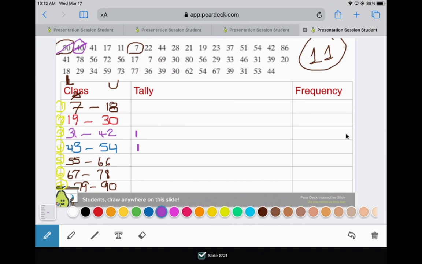Okay? All right, let's do the next one, 41. Where is this going to fall? Which class? For the next probably 10 numbers, I'm going to go through really slowly. Some of you may figure it out, then you can finish the rest. Still class number 3, because it's still between 31 and 42. So I'm going to have 2 tally marks. Then I will look at 17. Which class would that be?